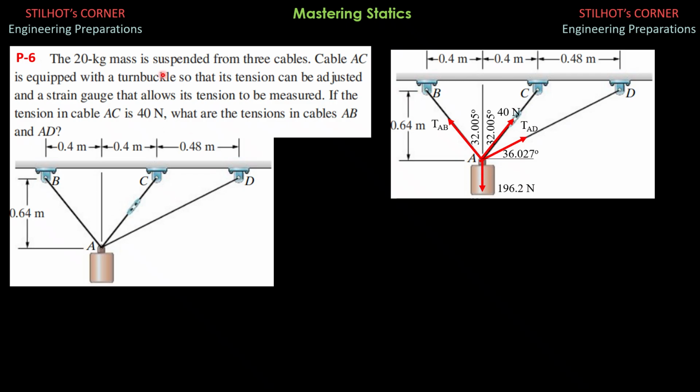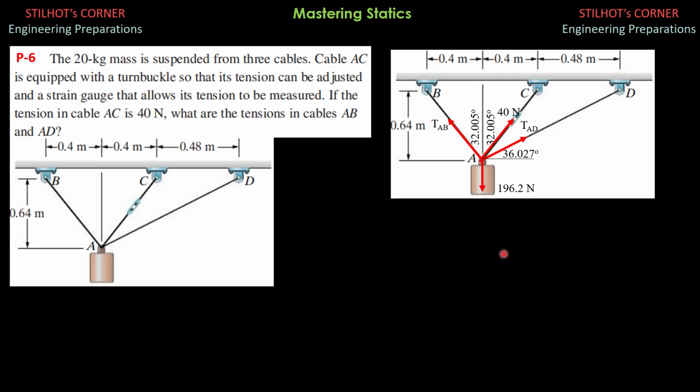The weight is 20 times 9.81, so 196.2. And the tensions are labeled as shown. The angles are inverse tangent of 0.4 divided by 0.64, which is 32.005 degrees, and inverse tangent of 0.64 divided by 0.88, which is 36.027 degrees.